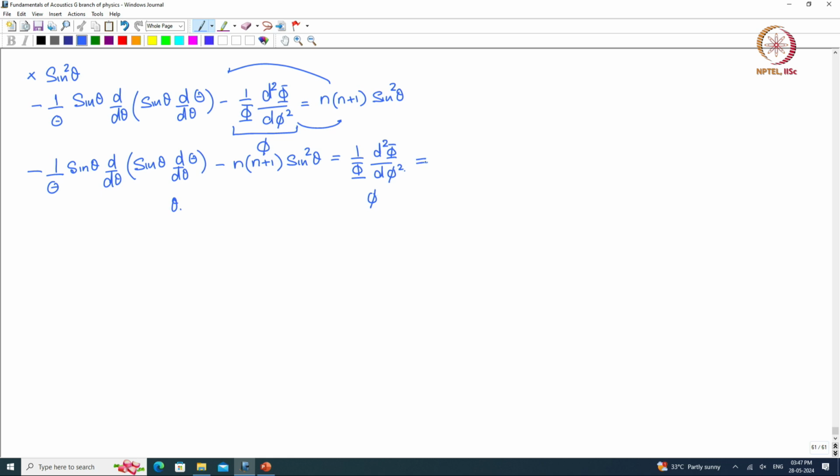This we will set as minus m square again. The reasons are very similar, so I'll put it briefly here. If m is 0, then phi double dash is 0, so that phi becomes equal to a plus b phi, and it starts to grow with phi, which is not allowed. Phi is the azimuthal angle. As I increase phi, it grows, which is not allowed.